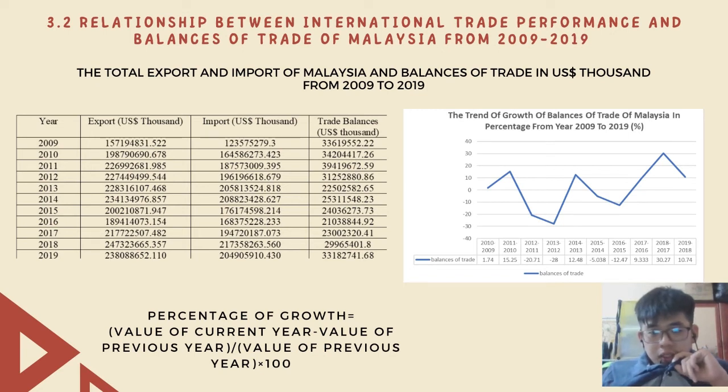After that, the number continued to be in a decreasing growth rate again at about negative 5% in 2015 and negative 12.74% in 2016. In the final 3 years, which are 2017, 2018, and 2019, the numbers are increasing. In conclusion, the growth of the balance of trade of Malaysia is quite unstable, judging from the table and graph.